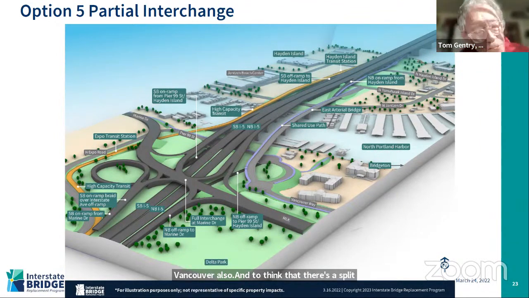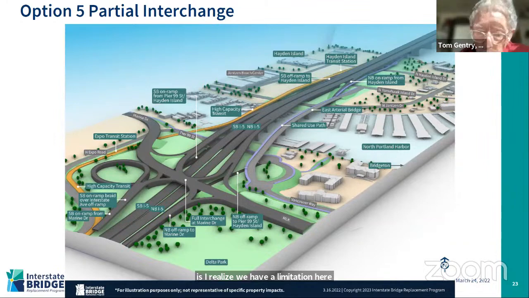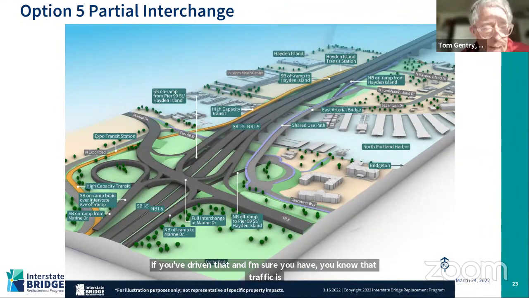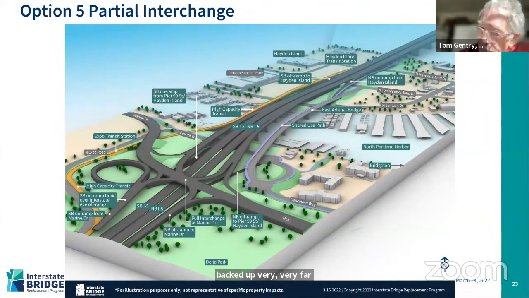And the last thing is I realize we have a limitation here of the 5 miles, but I do not see how you can come to a good solution without looking at Delta Park and all of those interchanges and convergences that are happening there. If you've driven that, and I'm sure you have, you know that traffic is backed up very, very far there. And I realize that you have that limitation, but I think that prevents us from having a good solution.